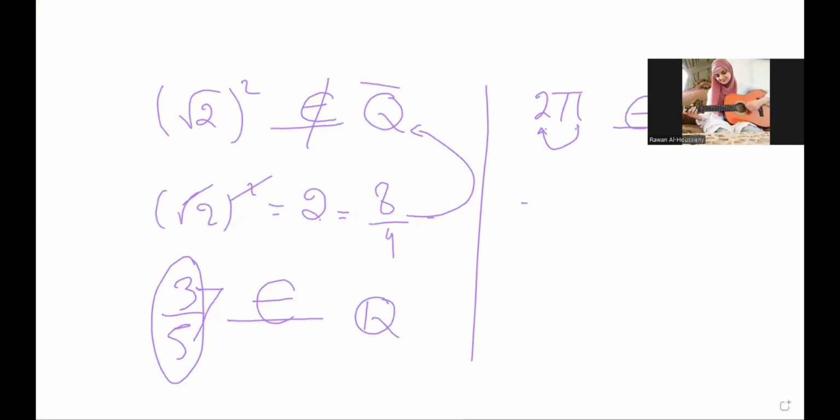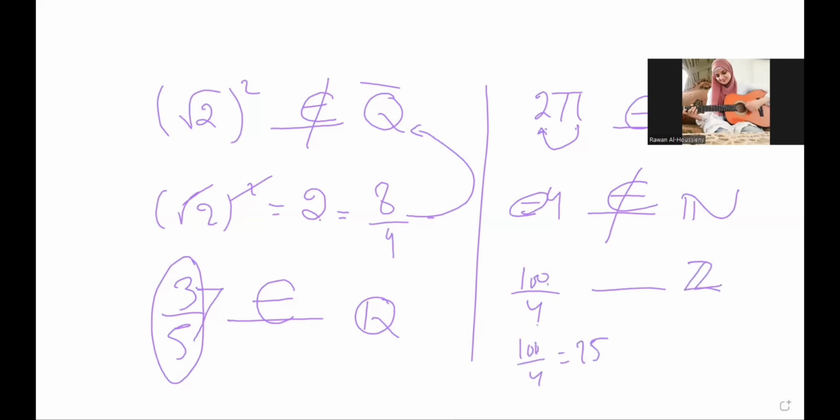Another example, if we have minus 4, does it belong to the set N? Of course not, since it's a negative number, then it doesn't belong to the set N. We also have 100 over 4. Does it belong to the set Z or not? 100 over 4, it's equal to 25. 25 is a non-decimal number and it's also positive, so it belongs to the set Z. So this one belongs to the set Z. Another example. We still have 2 examples and then we're done with this exercise.